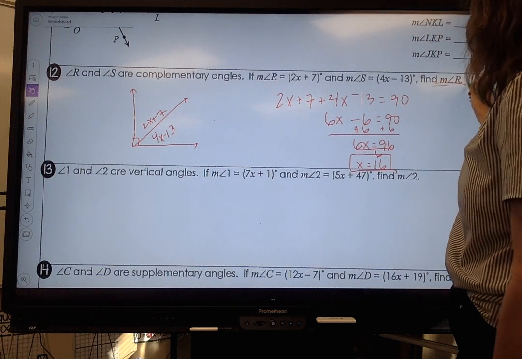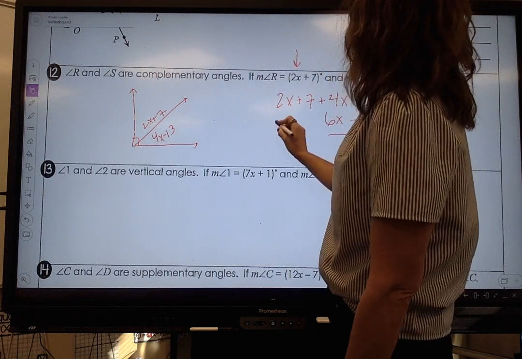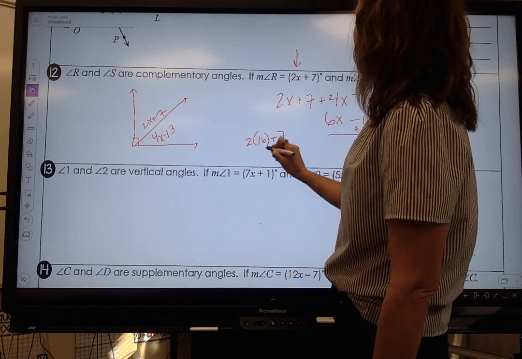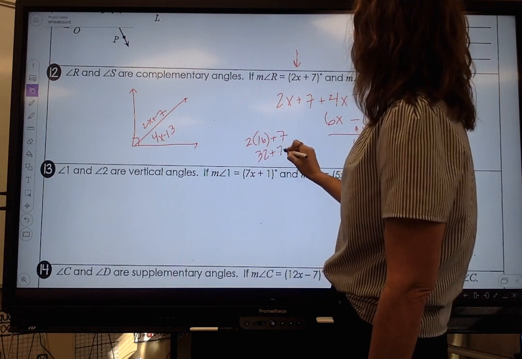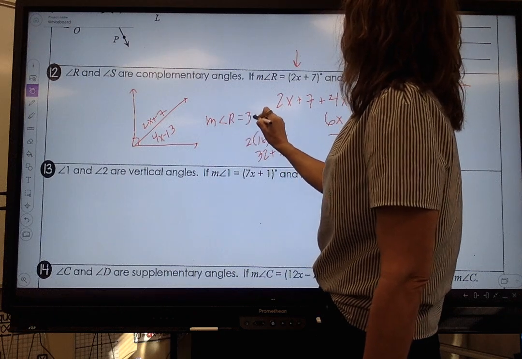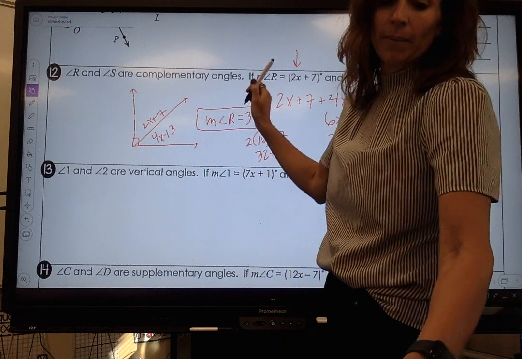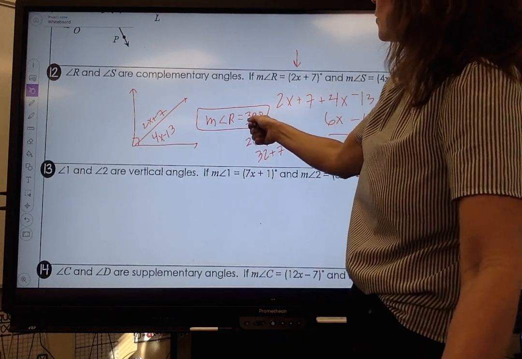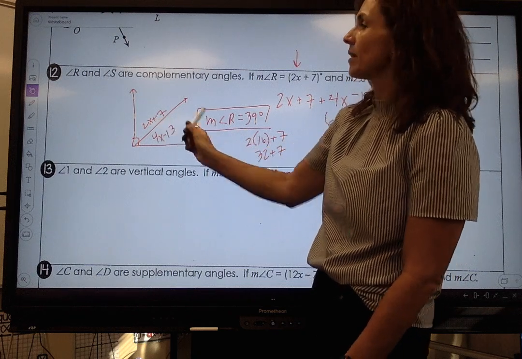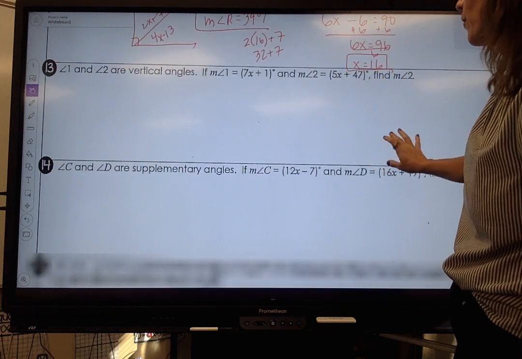But it's asking me to find angle R. So angle R is here, so I'm going to plug in 16 for x. I get 32 plus 7. And so the measurement of angle R is going to equal 39 degrees. So, if that one's 39, not that you need the other one, but if you know it's 90 degrees, it's going to be 51 degrees. Okay, let's look at number 13.